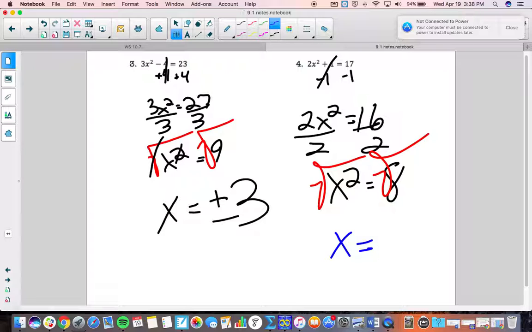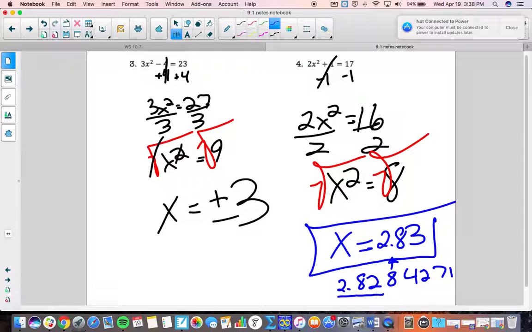On my calculator, I get 2.828427125, etc., etc. I just want the first 2 decimal places. So because the number after the place that I am rounding to is higher than 4, or you also hear that as 5 or higher, we're going to round that up to 2.83. Boom.